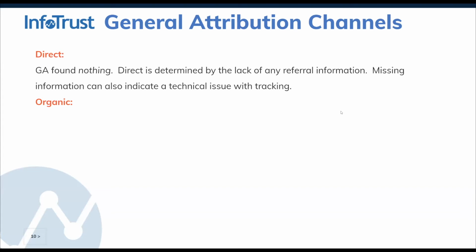But in fact, when things are attributed to direct, it's actually Google's lack of ability to find any referral information. If it reaches back into your browser, it finds no cookies, no referral source, no data. Maybe there's a no refer link that was used to get there. It's going to see nothing and go, okay, I cannot determine any referral source, so I'm going to classify this source as direct.